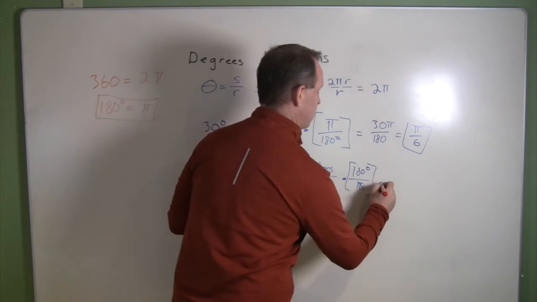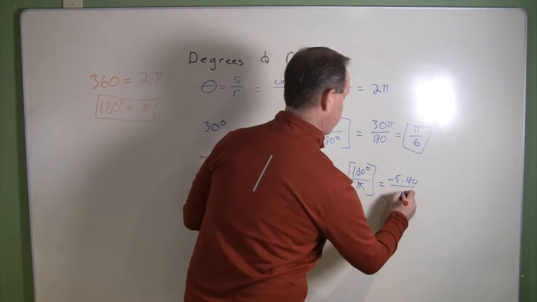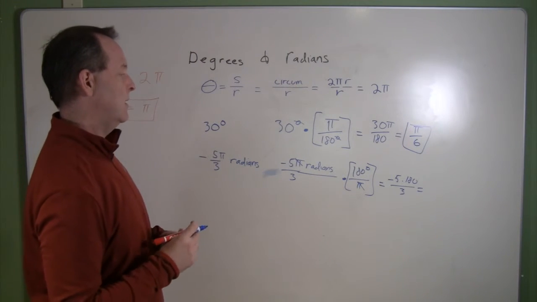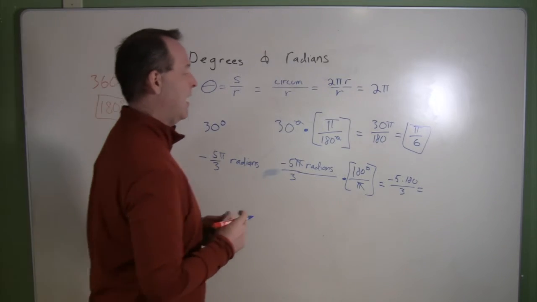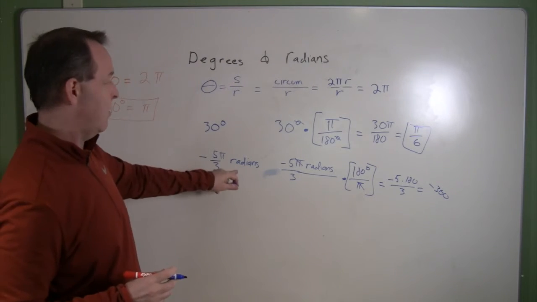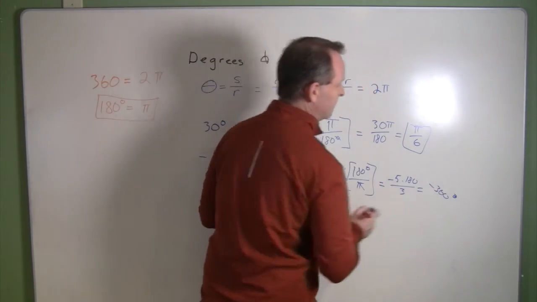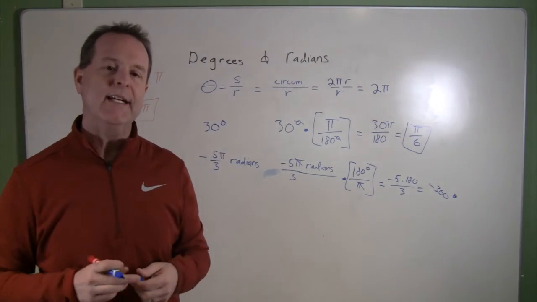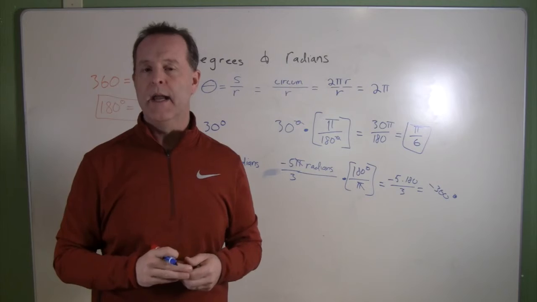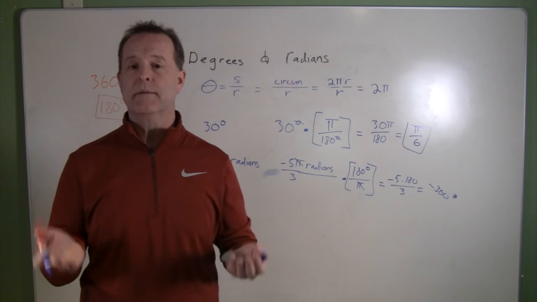Then I'm left with negative 5 times 180 all over 3. 180 divided by 3 is 60, and 60 times negative 5 gives me negative 300 degrees, because we went from radians into degrees. So anyway, I hope that was helpful to give us an idea that we can go from degrees to radians, or from radians to degrees. The key fact in knowing that is this relationship that we discovered, that 180 degrees equals pi.